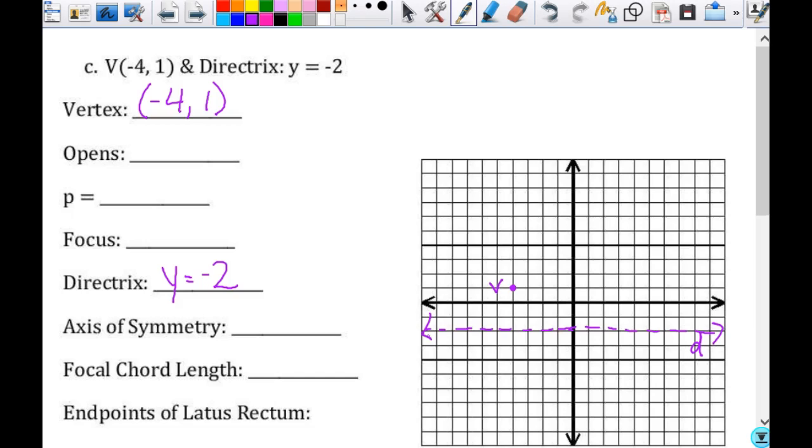Now, is it opening left, right, up, or down? Up. So that means that x is squared, right? So x minus h squared equals 4p times y minus k. That's what I'm substituting it into, and it opens up. So what is p?